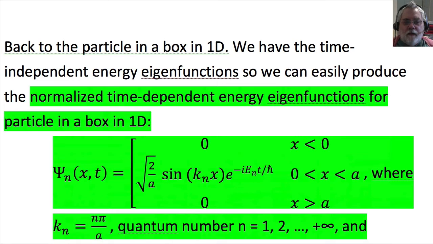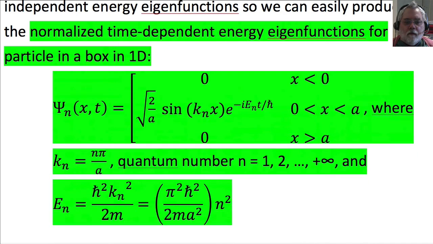We have the time-independent energy eigenfunctions, the normalized ones, so we can easily produce the normalized time-dependent energy eigenfunctions for particle in a box. This is easy to do for energy eigenfunctions. Capital psi sub n of x and t is 0 for x less than 0. It's 0 for x greater than a.